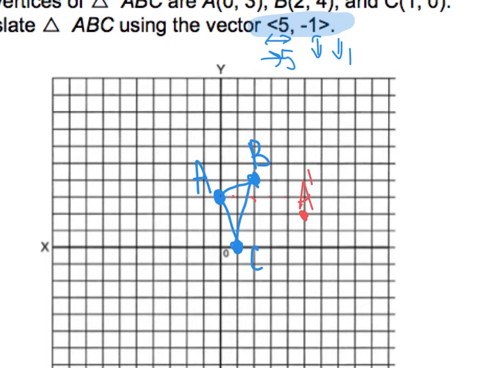Point B, same thing. I'm going to go to the right 5, 1, 2, 3, 4, 5, and down 1. There's my point B prime. Same thing with C. 1, 2, 3, 4, 5, and down 1. And you should notice that it's the exact same shape, hasn't changed size or anything, and it's just moved like you took it and pushed it over to the right and down one.